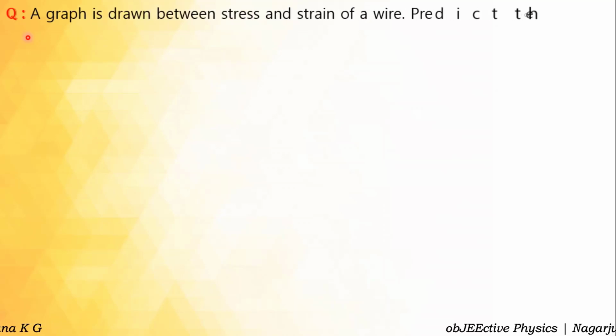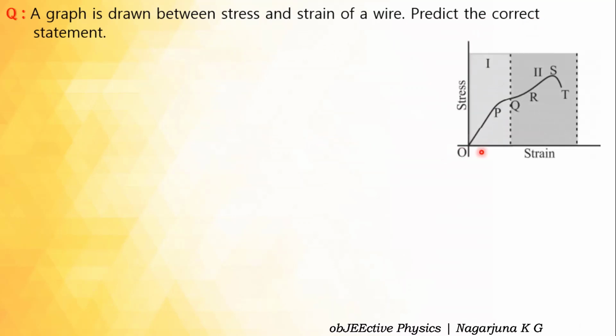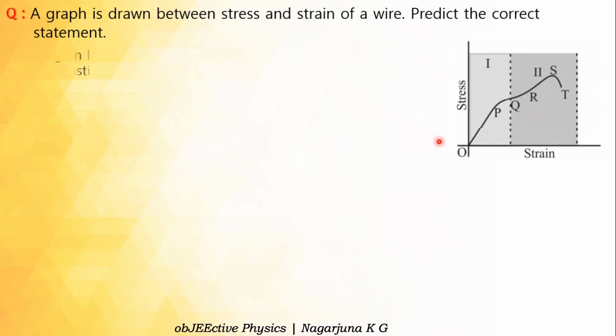Next question. A graph is drawn between stress and strain of a wire. Predict the correct statement. Observe the graph here. Strain is taken along x direction and stress is given along y direction. Two regions are given in the graph. First region up to point Q and between Q and T. So the second region is also given in the graph.